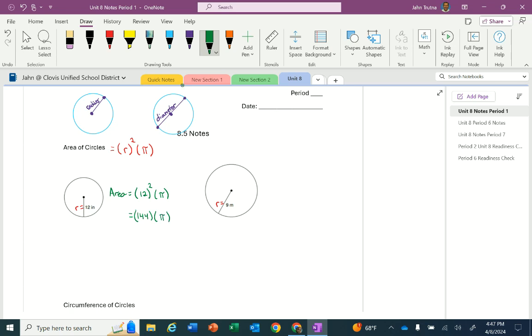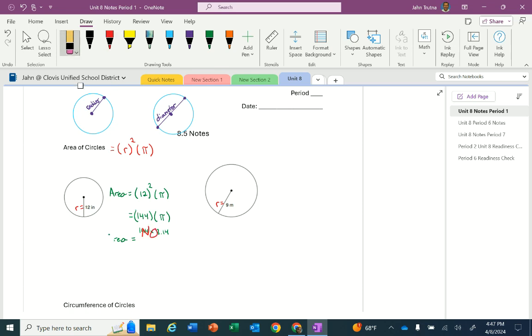But here's what we're going to do. You will not use 3.14 for pi. You will use pi for pi. So if you multiply 144 times pi, the way that you write your answer is you don't multiply that out. You do not go 144 times 3.14. Okay? Don't do that.